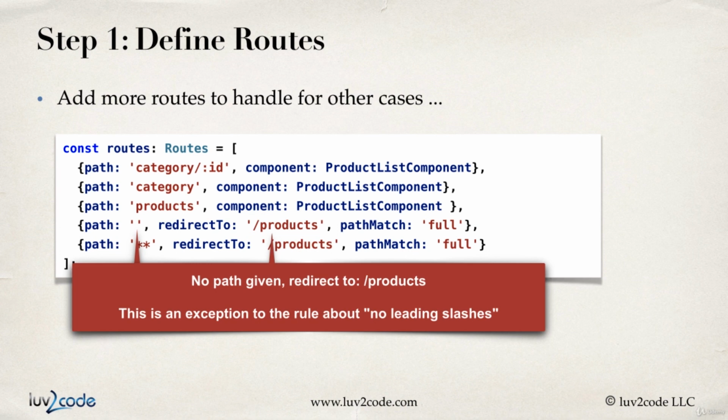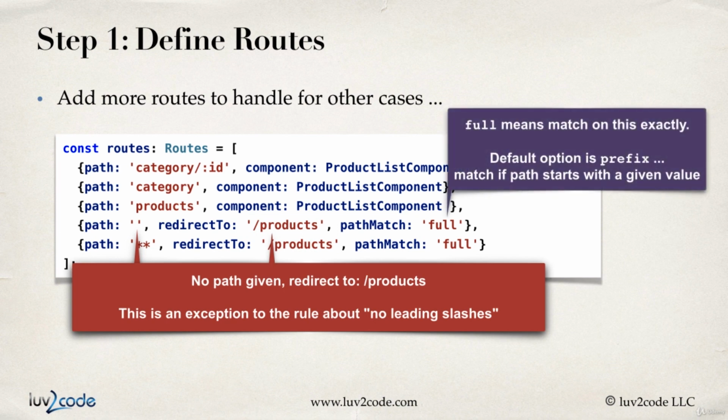So here we say it's simply going to redirect to /products. Now, notice here, this is one exception to the rule about no leading slashes. When you do a redirect, then you can make use of leading slashes to access a given route. And then also the path match. This basically tells us how should we match on the path. So here, full means to match on this path exactly. The default option is prefix, which means match if the path starts with a given value. But in this case, we want to match exactly.